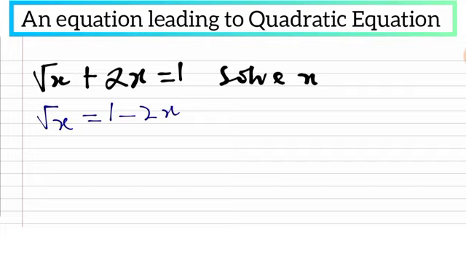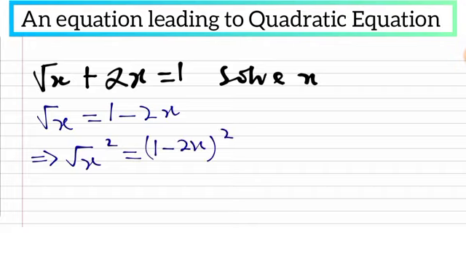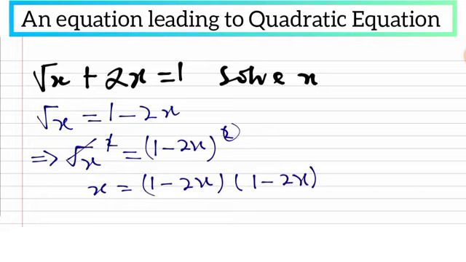or you square root the both sides. You square the both sides so that we have root x to power 2 equals to 1 minus 2x to power 2. Now from here you can see that this square is going to cancel the square root. We are going to be having x equals to 1 minus 2x, 1 minus 2x because of this square here.